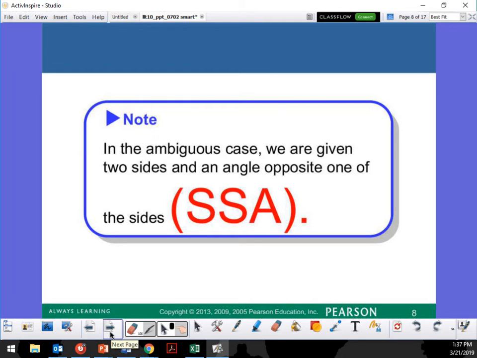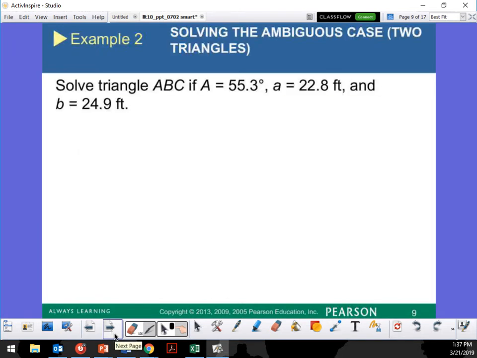Ambiguous case: given two sides and an angle opposite one of the sides. Ambiguous angle side side, right? Angle side side. Switch it up here. Okay, I'm looking at this example here. What should I start by doing? Draw a triangle.